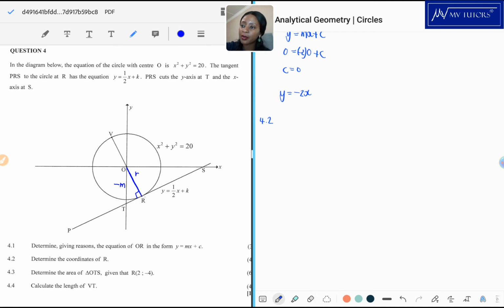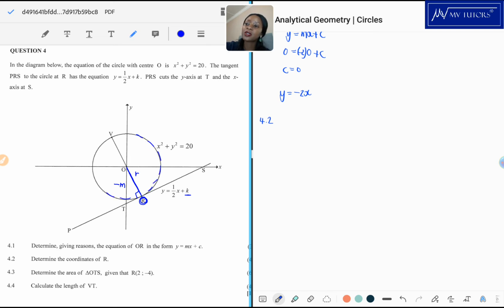Okay, so R, yeah, many things are happening there. You have an intersection of OR and PRS. Okay, if we only knew what the value of k is, we could make those two equations equal to one another and then solve to get R. But we don't know the value of k yet. Okay, another thing, at R you have the line OR that touches R, and you also have the equation of the circle that touches there at R.